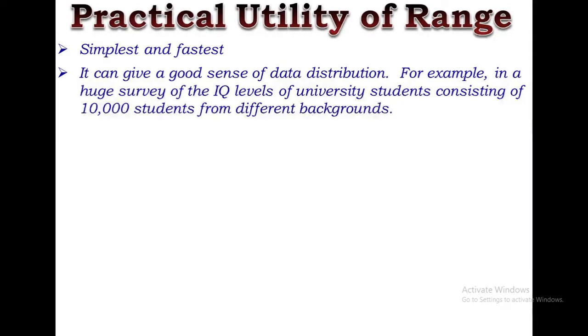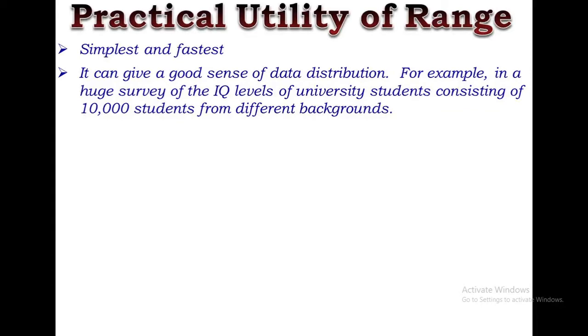Practical utility of range. Of all the measures of dispersion, it is the simplest and fastest method. In a lot of cases, however, data is closely clustered, and if the number of observations is very large, then it can give a good sense of data distribution. For example, just consider a huge survey of IQ level of university students consisting of 10,000 students from different backgrounds. In this case, the range can be a useful tool to measure the dispersion of IQ value among university students.